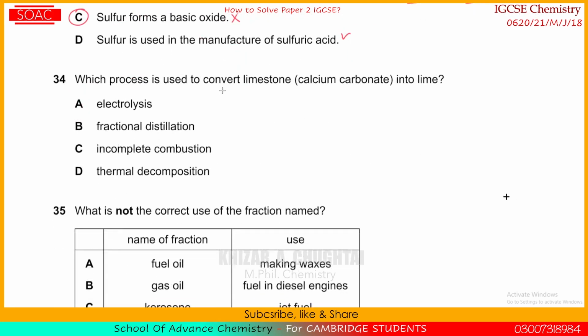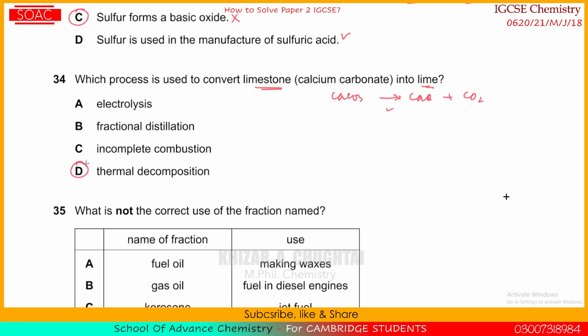34. Which process is used to convert limestone, calcium carbonate, into lime? This is the calcium carbonate and this is the lime. Lime is calcium oxide, and the remaining will be the gas, and this is called decomposition. Thermal decomposition. B.